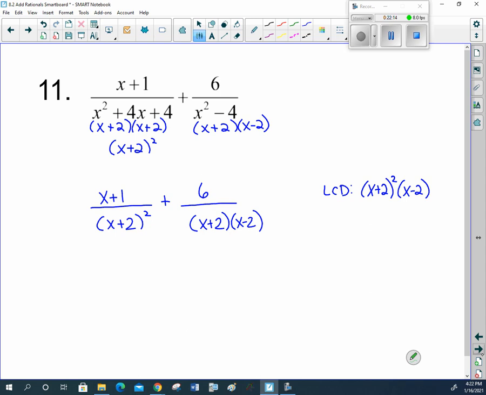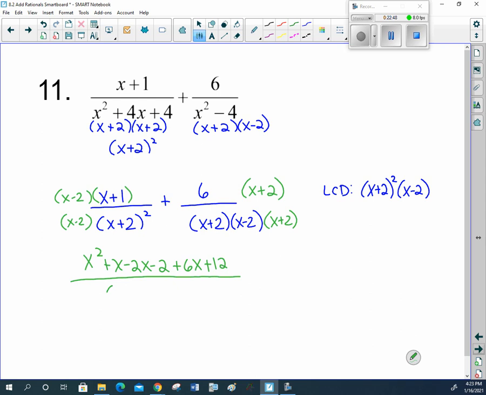So it looks like to me the one on the left is missing the x minus 2 piece. I'm going to put that in parentheses. And the one on the right has an x plus 2 and an x minus 2, but it doesn't have the second x plus 2, so we're going to have to multiply that one by x plus 2. Okay. So now we'll go ahead and multiply that all out. x squared plus x minus 2x minus 2 plus 6x plus 12 over our lowest common denominator.